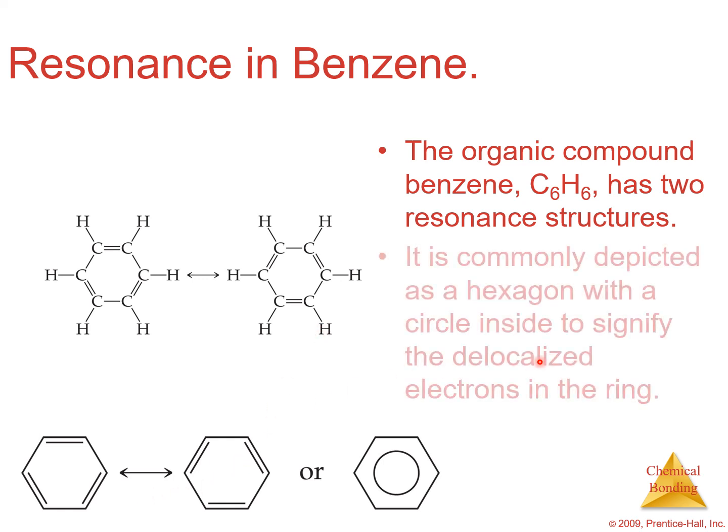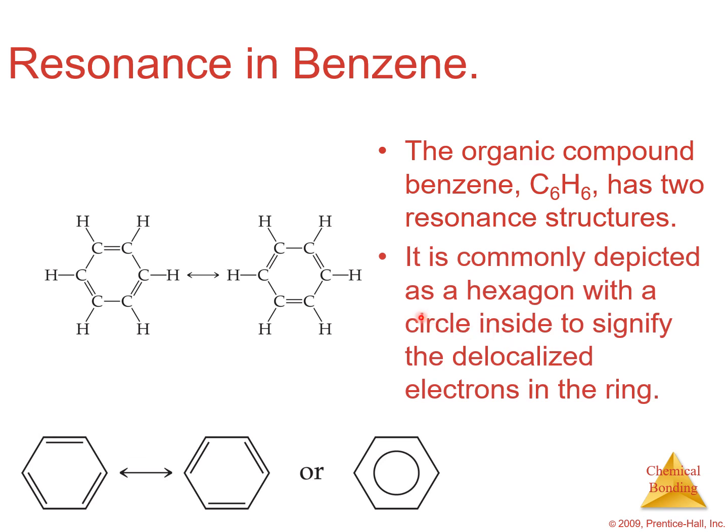So, as you can see, it is commonly depicted as a hexagon with a circle inside to signify the delocalized electrons in the ring. And the shorthand notation reminds us that benzene is a blend of 2 resonance structures. It emphasizes that the carbon-carbon double bonds cannot be assigned to specific edges of the hexagon. So chemists use both representations interchangeably.